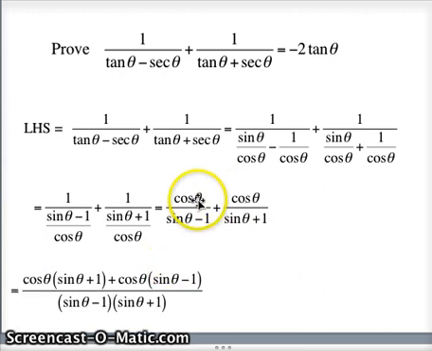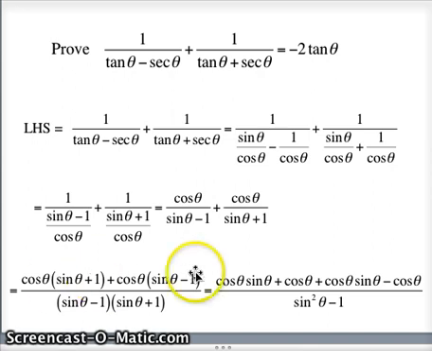Now how do we add the fractions? This times this, cos theta times sine theta plus 1, plus this times this, cos theta times sine theta minus 1, over this times this, over sine theta minus 1 times sine theta plus 1. So doing the algebra, we get to this point. Now distributing cos theta sine theta plus cos theta, distributing here cos theta sine theta minus cos theta, you'll notice that we have some cancellation. So what happens here? The cos thetas go away. Cos theta minus cos theta, leaving me 2 cos theta sine theta over sine squared theta minus 1.